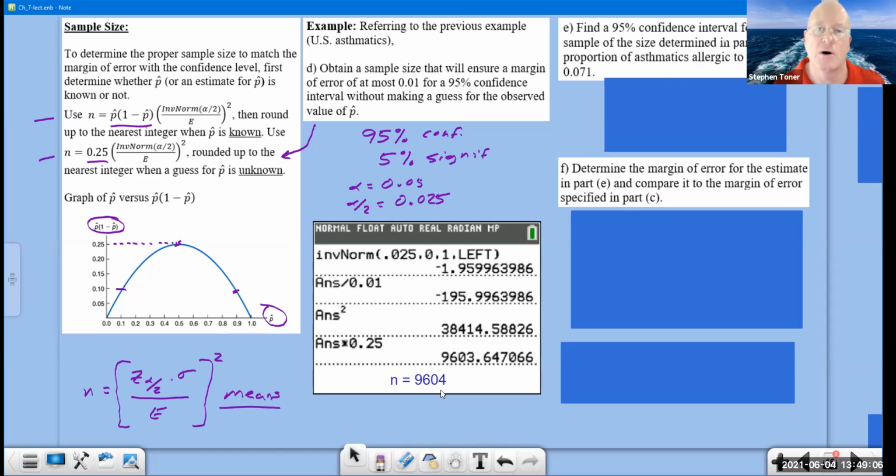Okay, that's our margin of error. We don't want it to go over 1%. Okay, so that was using that second formula.